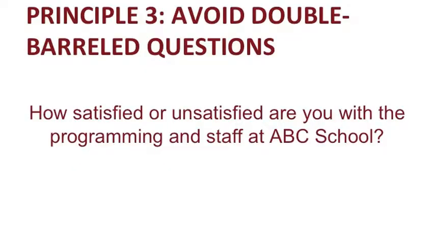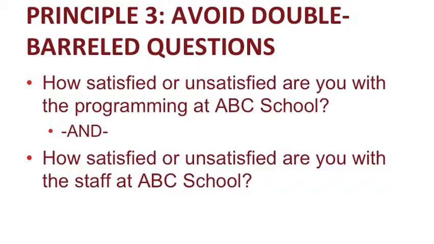For example, our third survey item asks, how satisfied or unsatisfied are you with the programming and staff at ABC school? This question asks respondents about both programming and staff at ABC school. Having two subjects in one item may be confusing to respondents and lead to inaccurate responses. It would be better for the survey to ask about programming in one item and staff in another item, so respondents are only answering about one thing or one subject at a time.